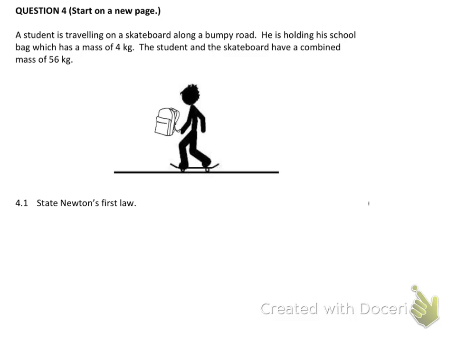Alright, let's have a look at question 4. Students travelling on a skateboard along a bumpy road. The word bumpy there gives you a little hint that there will be frictional forces at play. He's holding his school bag, which has a mass of 4 kilograms, and the student and the skateboard have a combined mass of 56. Alright, first question, 4.1, state Newton's law.